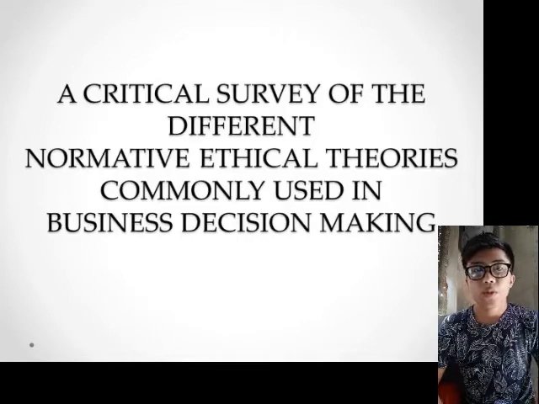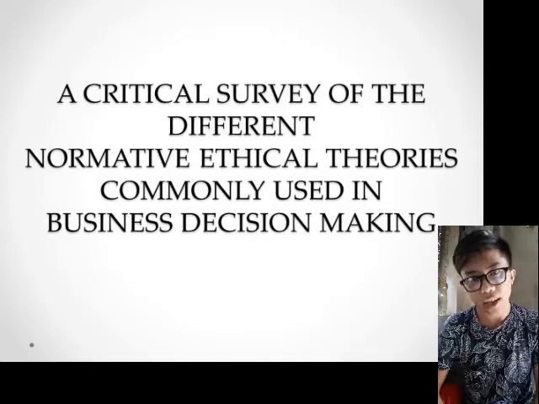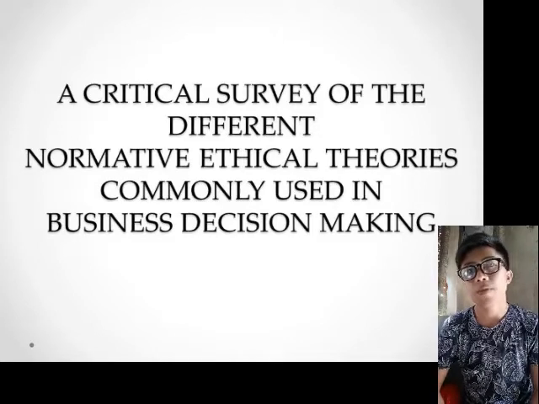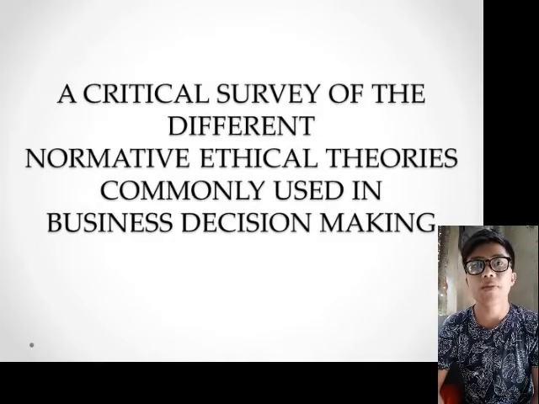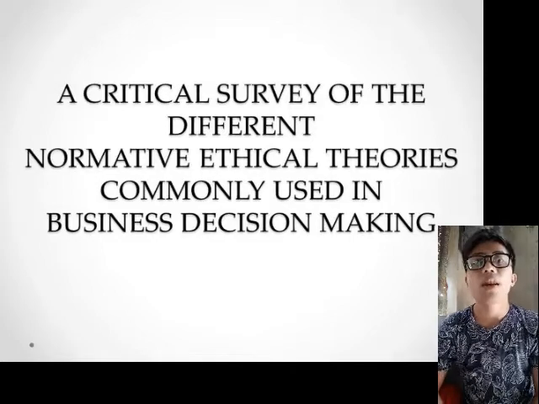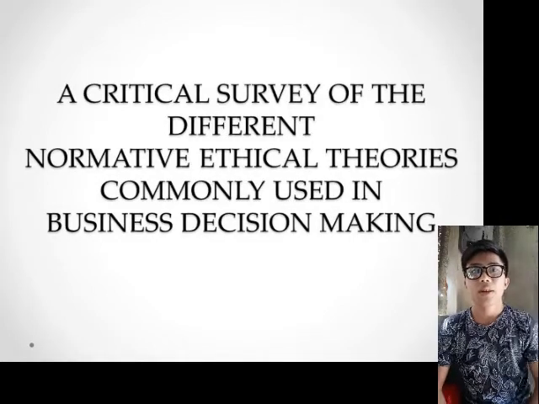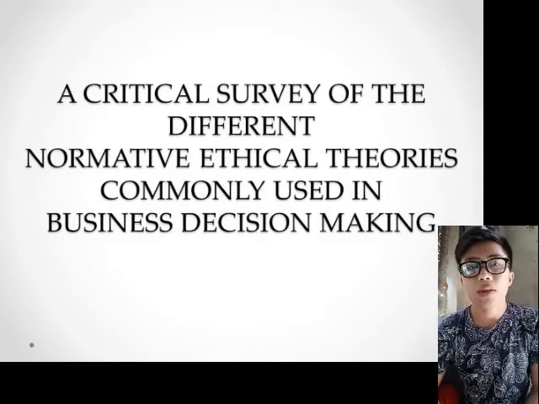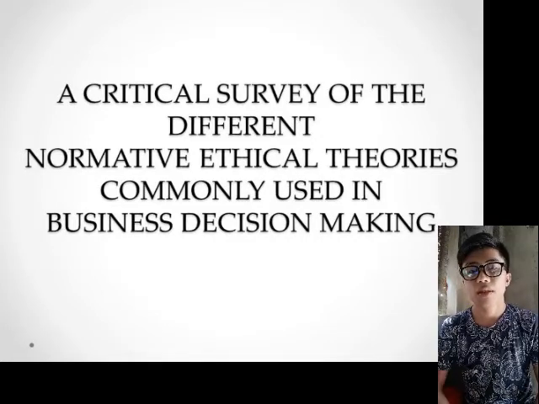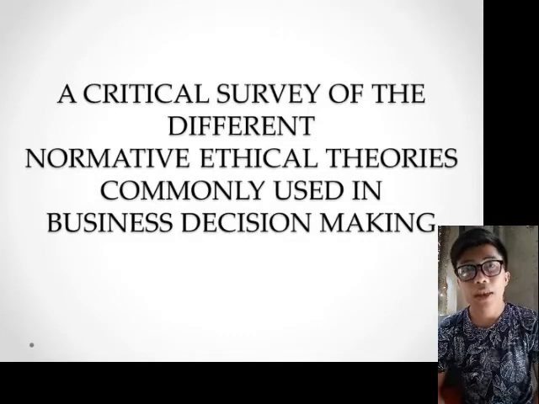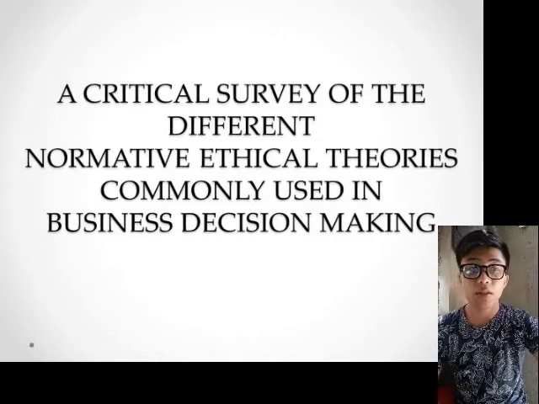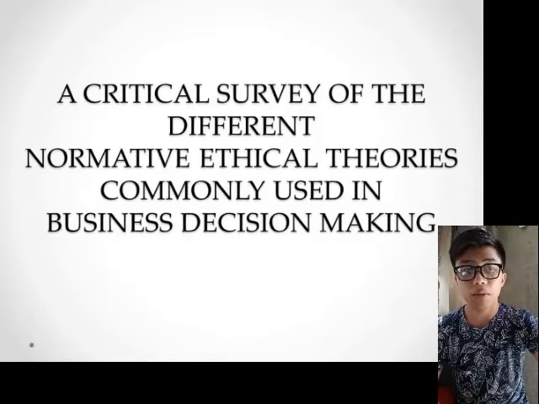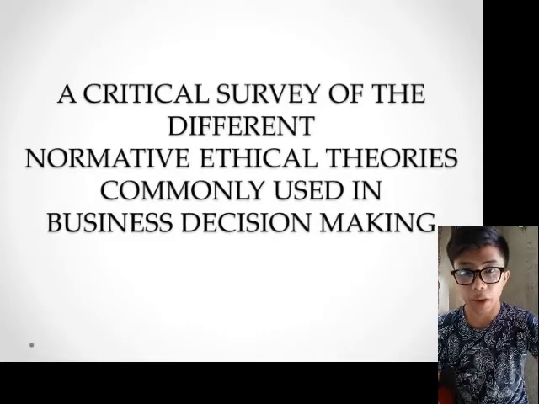We are group 2 and we are assigned to report chapter 5, a critical survey of the different normative ethical theories commonly used in business decision making. For my part, I will discuss the first and second normative ethical theories. From the word normative, the root word is a principle of right action binding upon the members of a group and serving to guide, control, or regulate proper and acceptable behavior.